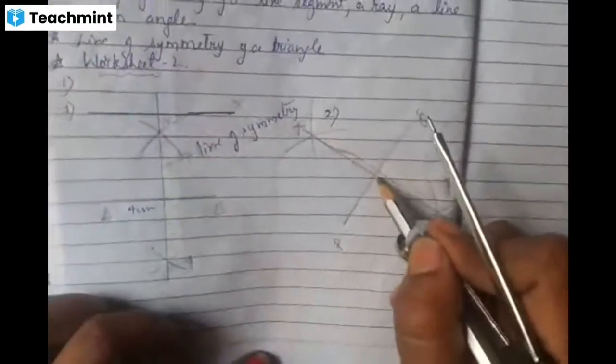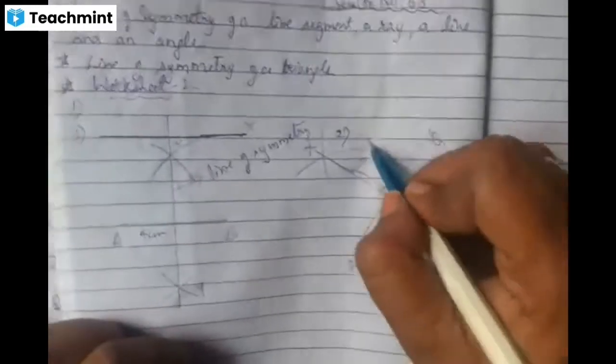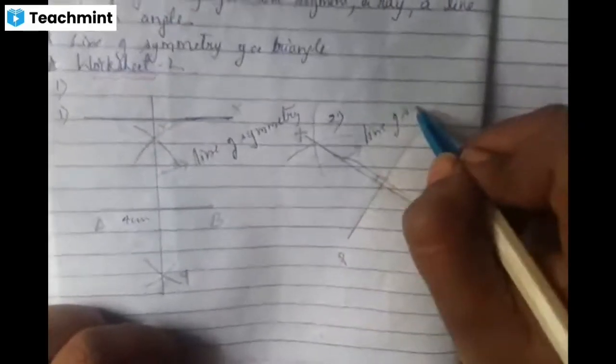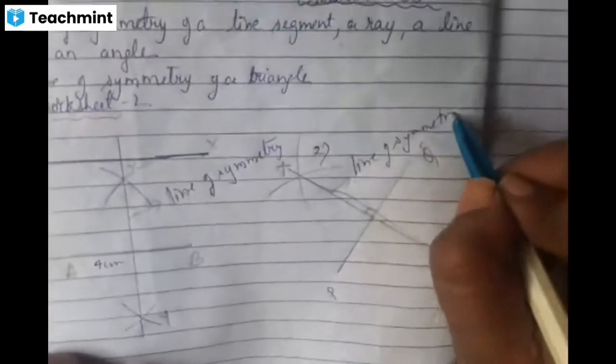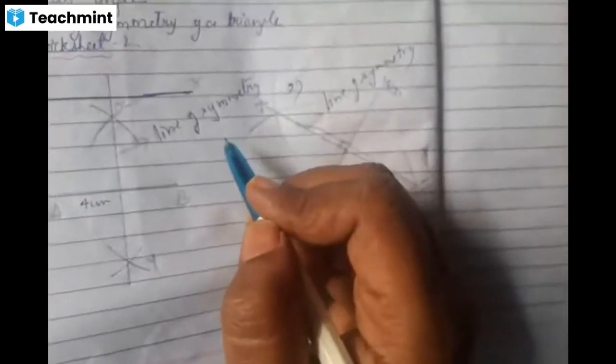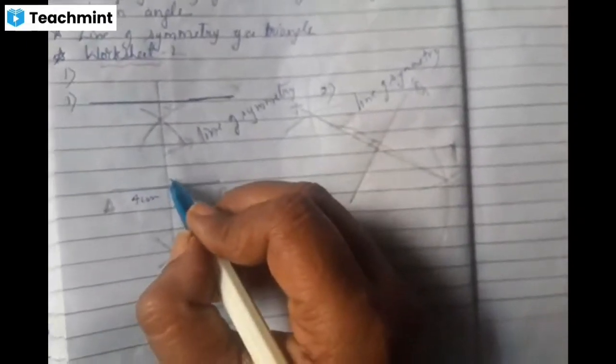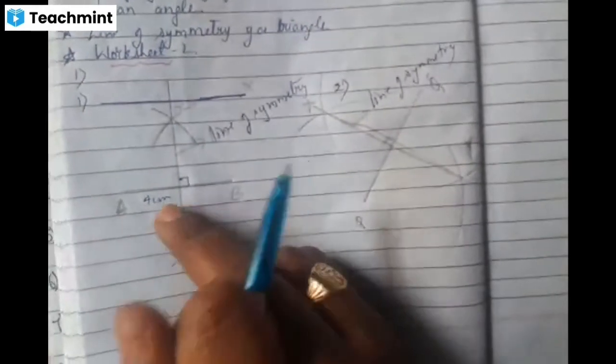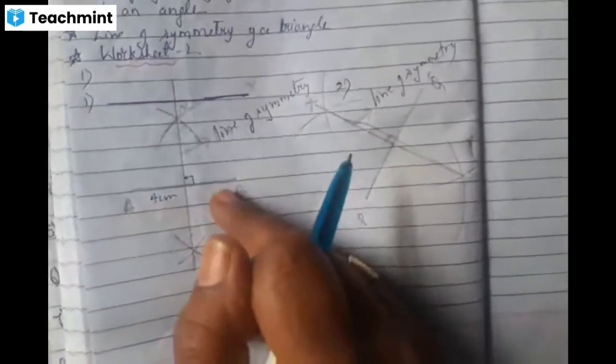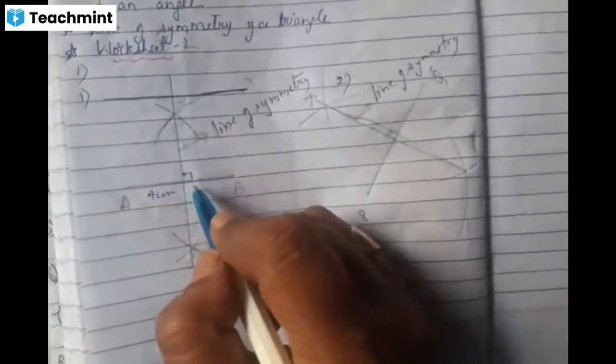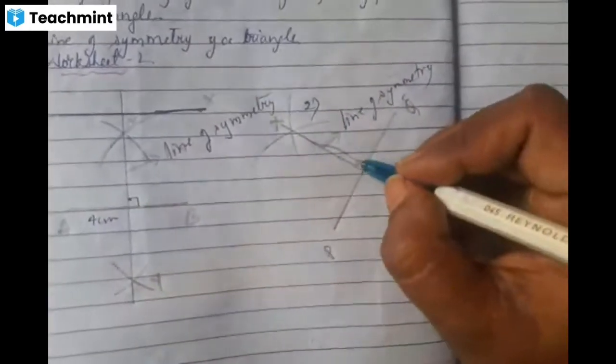So when you join this X and Y, you get the line of symmetry. So this line, we call it the line of symmetry. When we are drawing the line of symmetry to a given line segment, what do we call this line of symmetry, children? We call it the perpendicular bisector, because it bisects the line into two equal halves, and also it makes an angle of 90 degrees. Here also it is making an angle of 90 degrees.